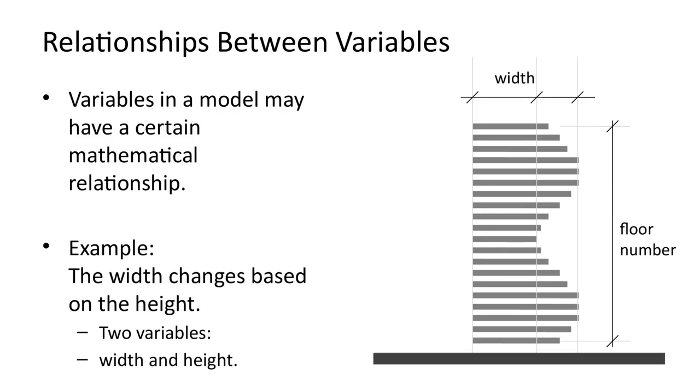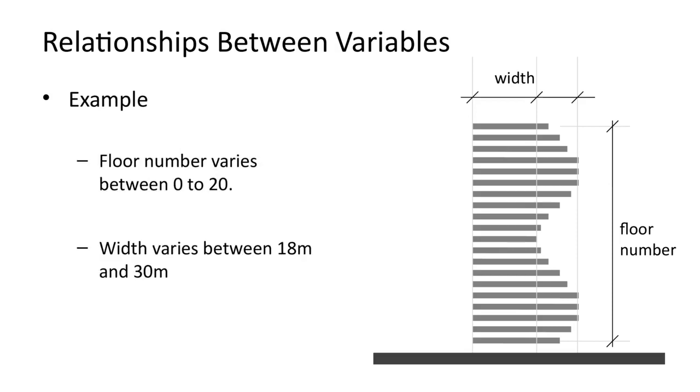In this example, we have created a conceptual diagram of a section through a set of floor plates. The floor plates vary in width as the floor number increases. We can consider that there are two variables: the floor number variable and the width variable. The floor number varies between 0 and 20. The width varies between 18 meters and 30 meters.